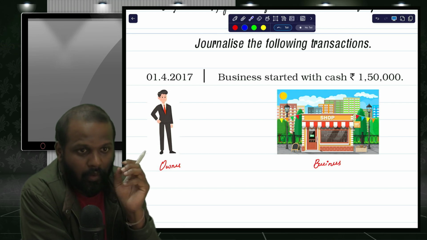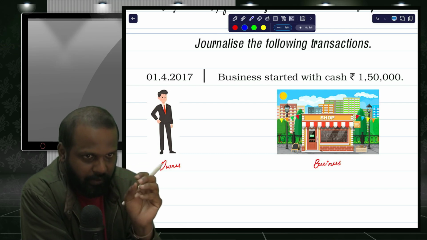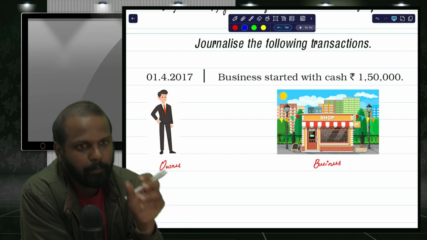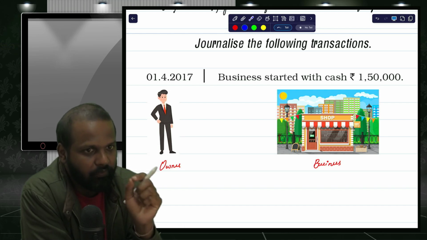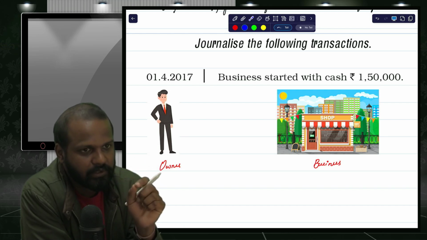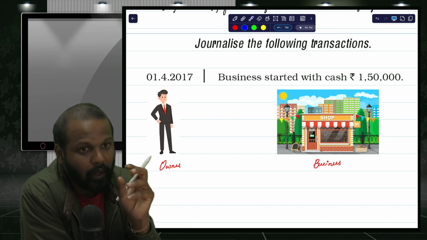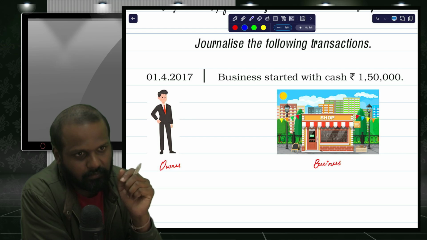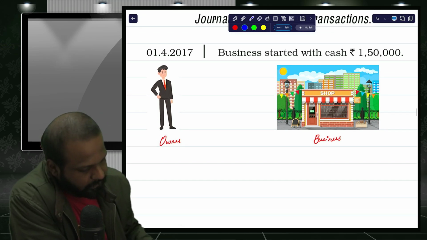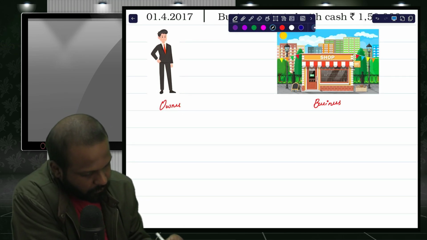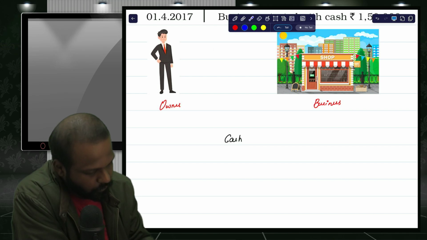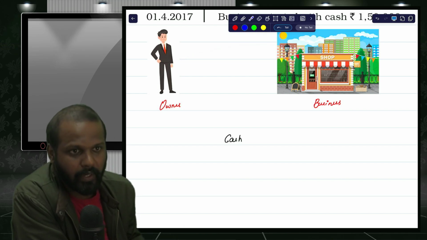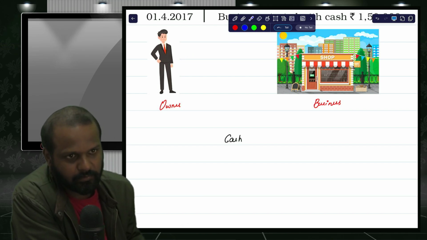Now, whenever you pass a journal entry, first you need to find what two things are changing in the business. As I mentioned, as per the dual aspect concept, every business transaction will make two changes in the business. First you identify the two changes. So in this, the two changes are, first, cash, because cash is going to come into the business. So cash is going to change in the business.